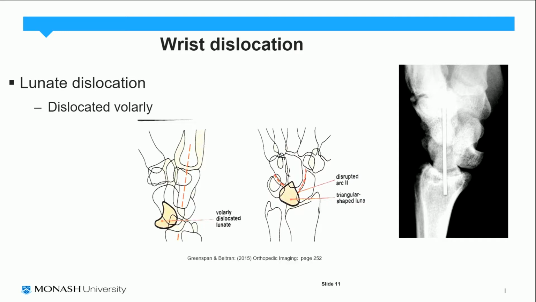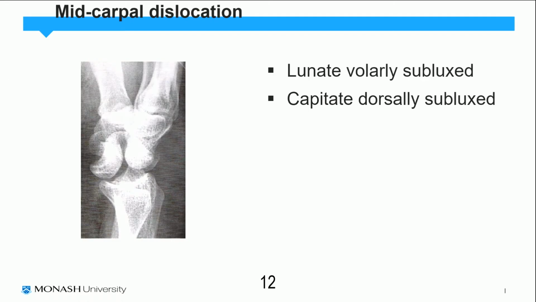With the lunate dislocation, the lunate has now dislocated volarly, and you can see when you draw your line that we miss the lunate completely. It also results in disruptions to the arc. With midcarpal dislocation, the lunate lies volarly, so it's subluxed, but the capitate is dorsally subluxed.